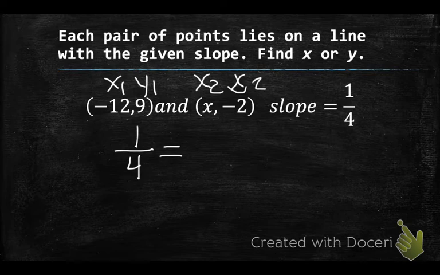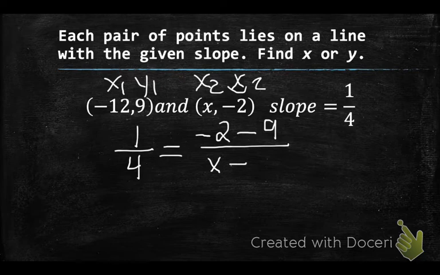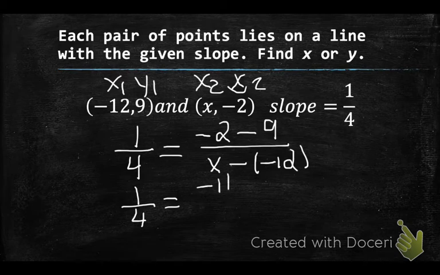Man, this pen is not working, sorry. Okay, so y2 is -2, so -2 minus y1, which is 9, over x2, which is just x, minus x1, which is -12, and because it's negative, we put it in parentheses. So we're going to simplify what we can. So 1/4 equals -2 minus 9 is -11 over x plus 12.